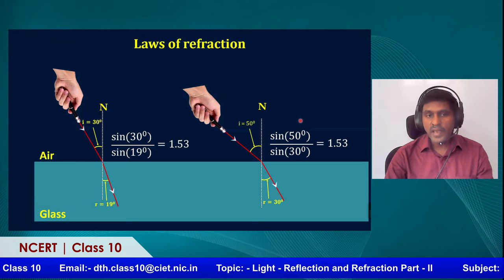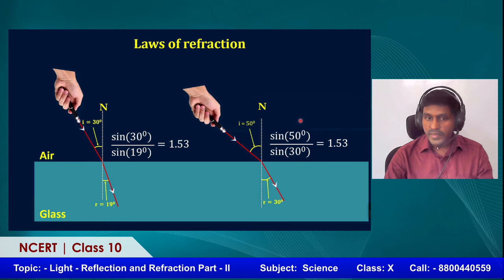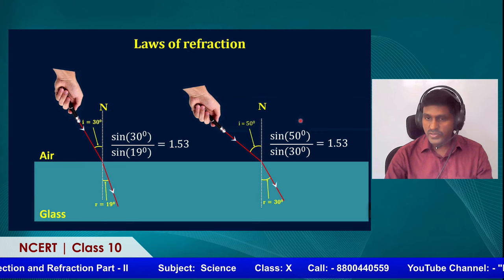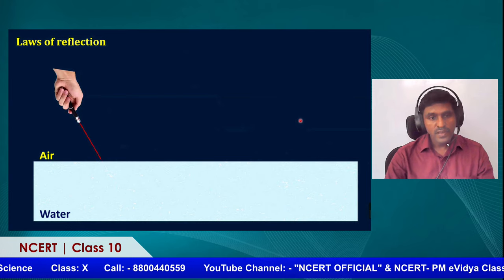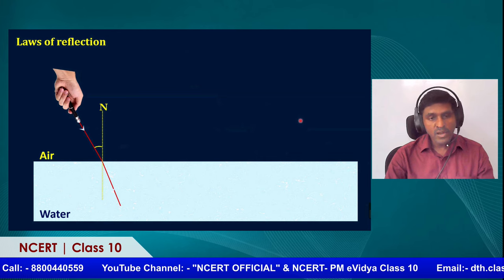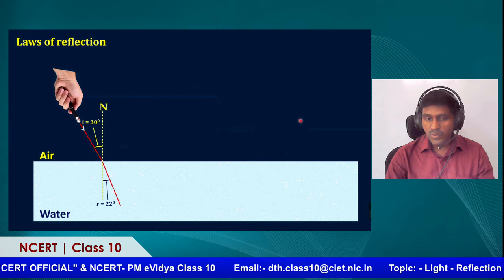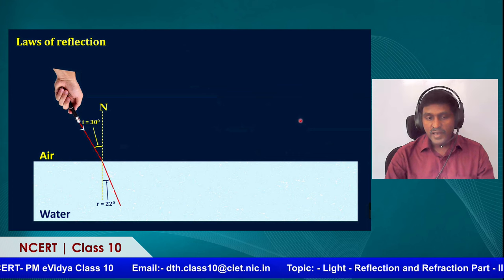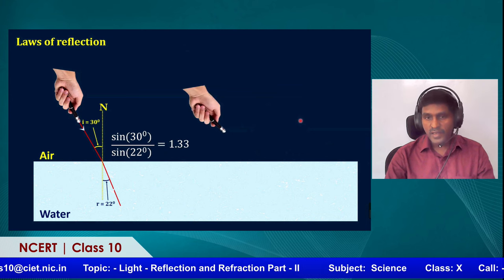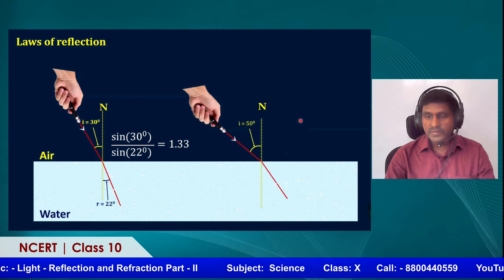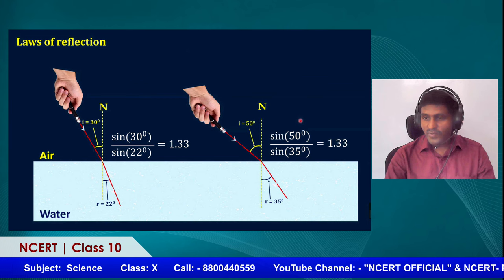So whatever the angle of incidence may be, we will get an angle of refraction in such a way that the ratio of the sine of the angle of incidence to the sine of the angle of refraction is a constant. I do the same experiment in another medium, that is, I take air to water. When the angle of incidence is 30 degrees, the angle of refraction is 22 degrees. In the previous case, it was 19 degrees. Now it is 22 degrees. Same angle of incidence, but the refraction is different. So the ratio between these two, I will get 1.33. With a different angle, for an angle of incidence of 50 degrees, the angle of refraction is 35 degrees. Again I found the ratio, and it is the same, 1.33.